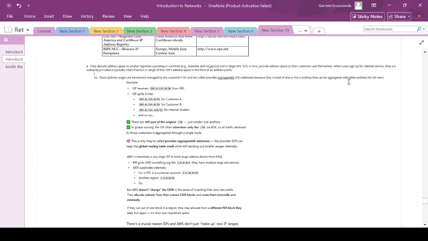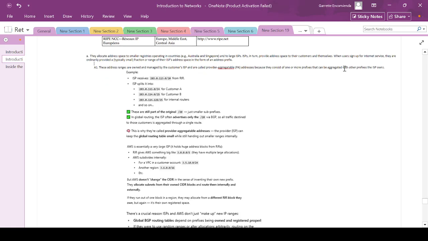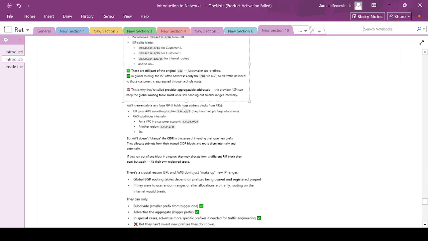So what we mean by "in the form of an address prefix" is that when users sign up for internet service, they are ordinarily provided a typically small fraction of the range of their ISP's address space in the form of an address prefix. So that's what we mean by that.